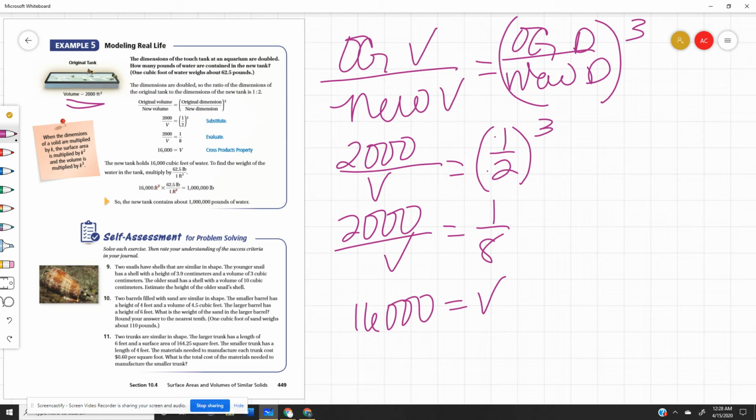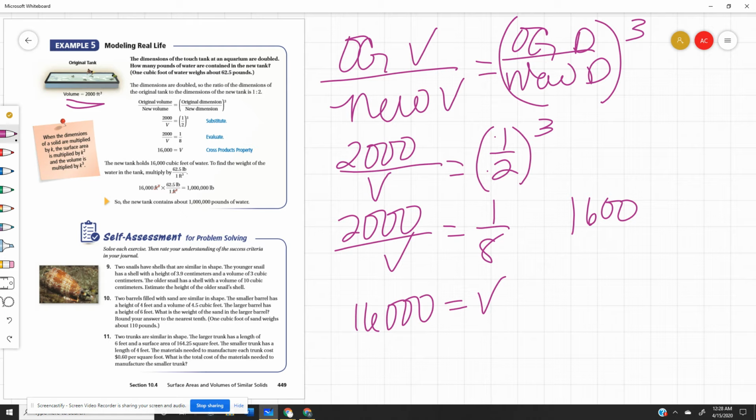Okay? That's our volume. They're not asking us what the volume is. They're asking us how many pounds of water are in there. And they tell us that 1 cubic foot of water weighs about 62.5 pounds. We have 16,000 cubic feet. So basically what we're going to do is take this 16,000. So we're going to say 16,000 feet.